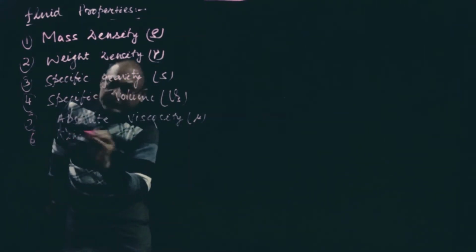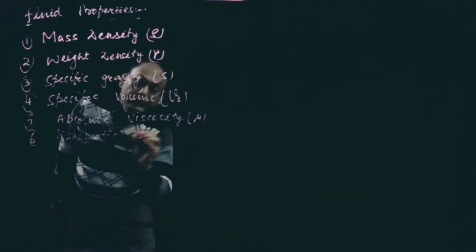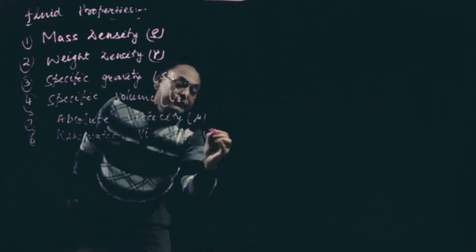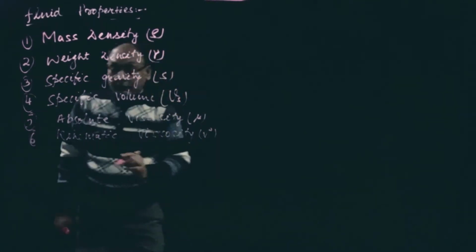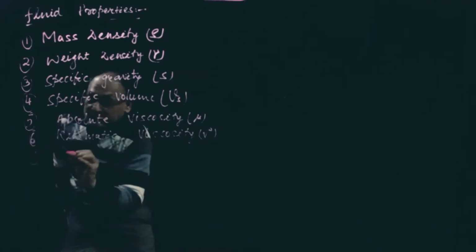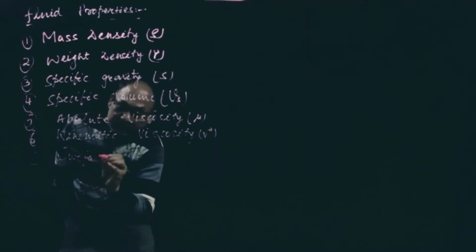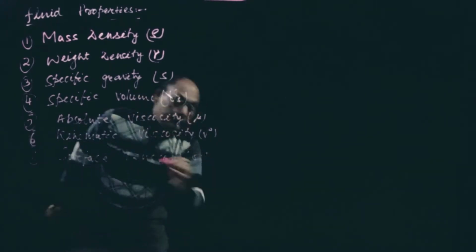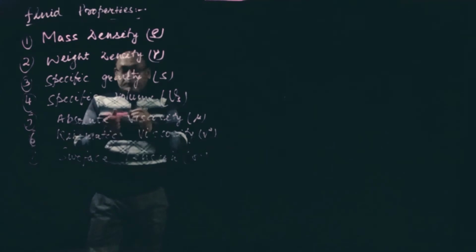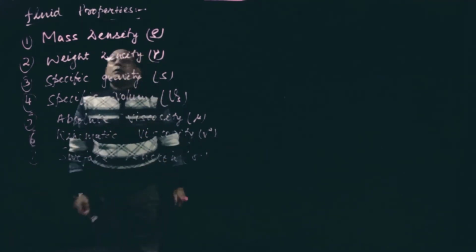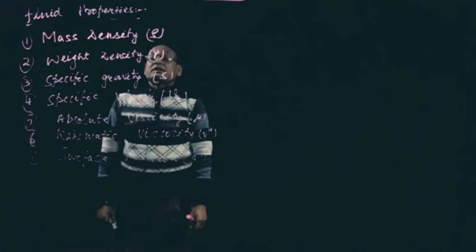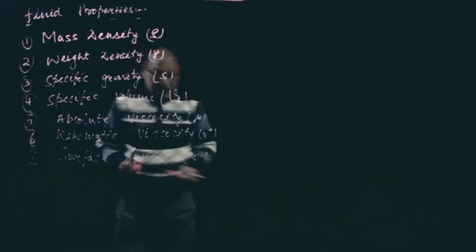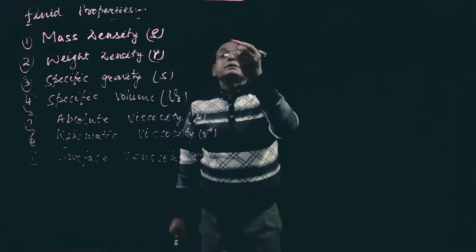Kinematic viscosity, that is nu. Then surface tension, that is denoted by sigma. So all these properties one by one we are going to discuss in today's session. First of all, let us define what is mass density.